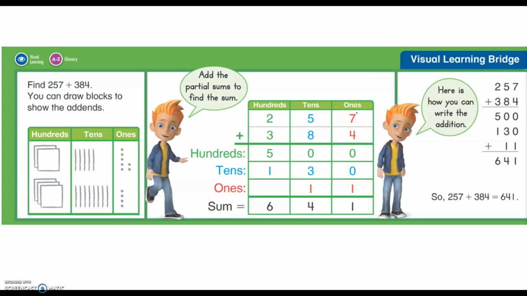Now looking at the ones, you have 7 plus 4, which is 11. In the number 11, I have 1 ten, so my 1 is going in the tens place, and then 1 one. Now we add it all together. So we have 6 hundreds, 3 plus 1, we have 4 tens, and just 1 one. So your answer is 641.